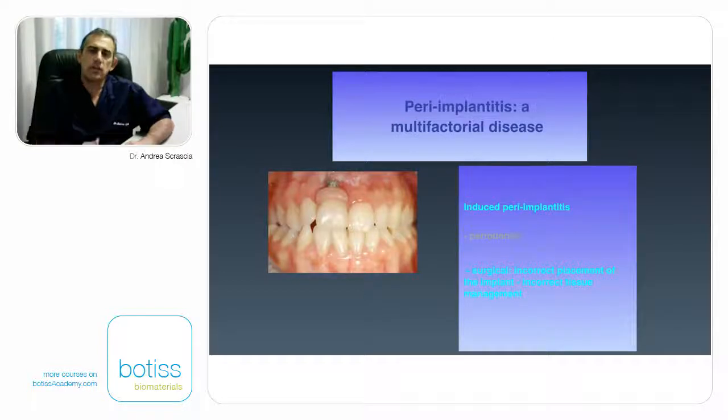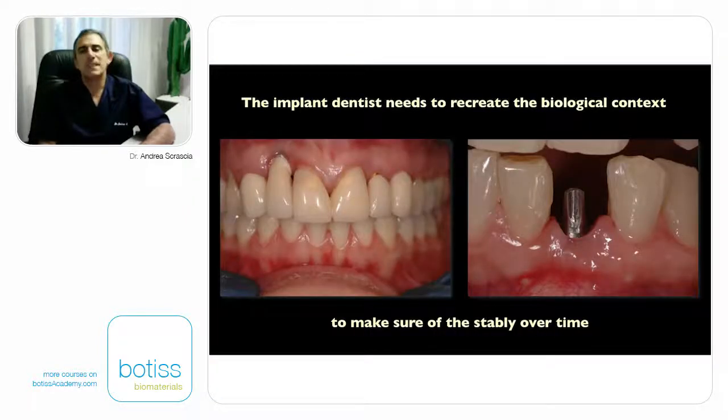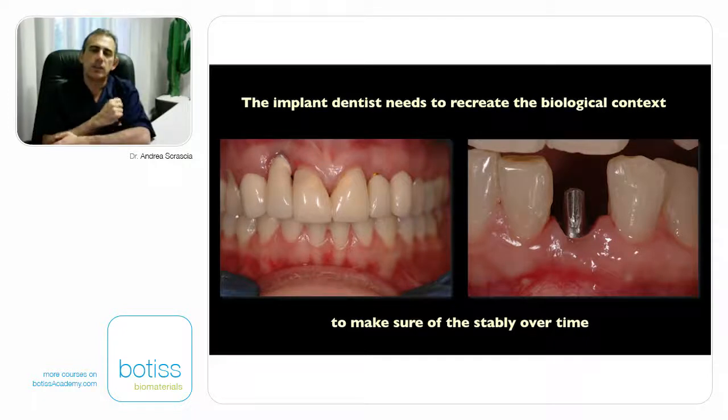So, to avoid generating periimplantitis, a correct surgical approach must be determined through a great knowledge of surgical technique and deep study of soft and hard tissues. And in this speech, I will examine particularly how to handle soft tissues. The implantologist needs to recreate the biological context to make sure of the stability over time. In other words, the surgical approach has to match the parameters of periodontal surgery.